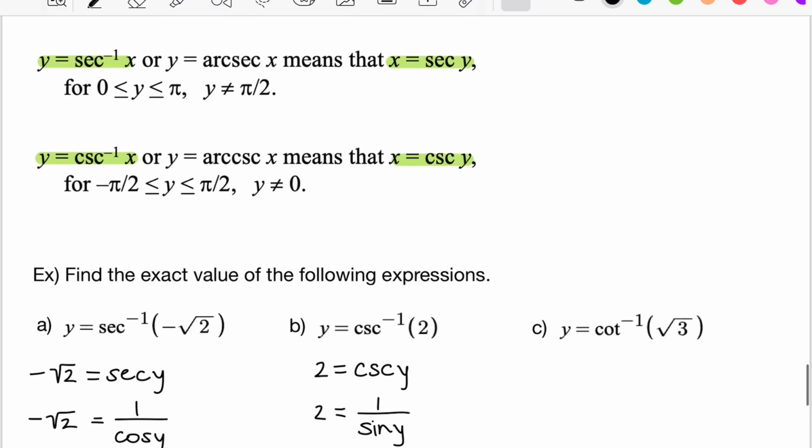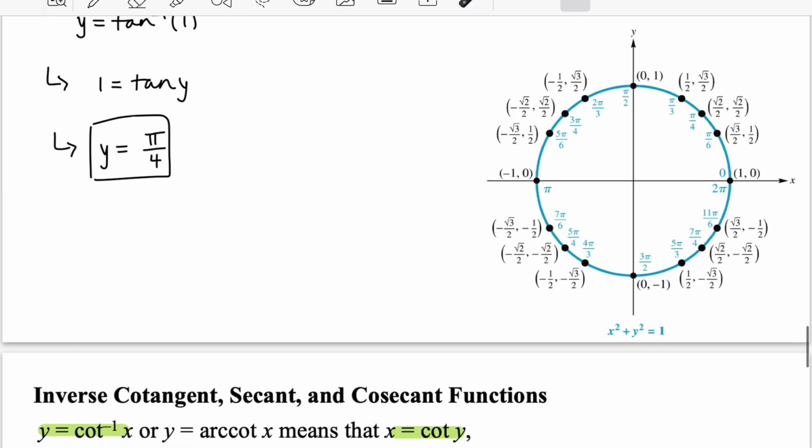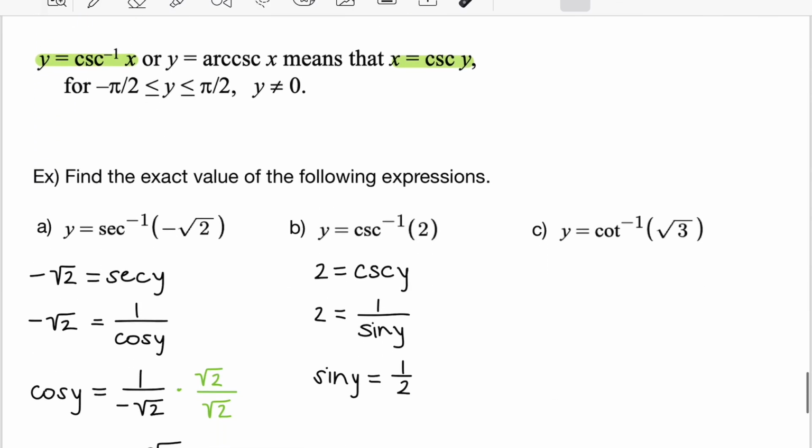And then going back to our unit circle, we know that y needs to be pi over 6. So we get that y is equal to pi over 6 because sine of pi over 6 is equal to 1/2.